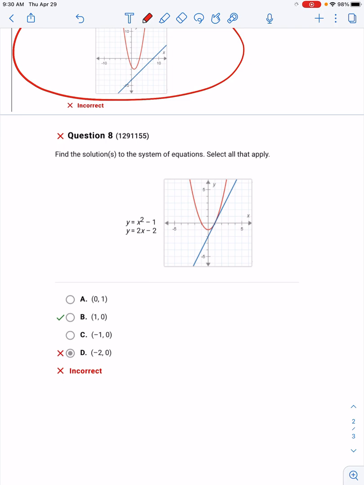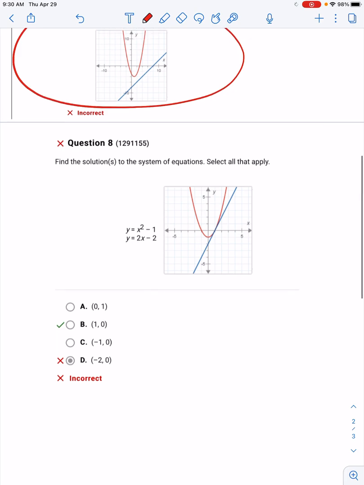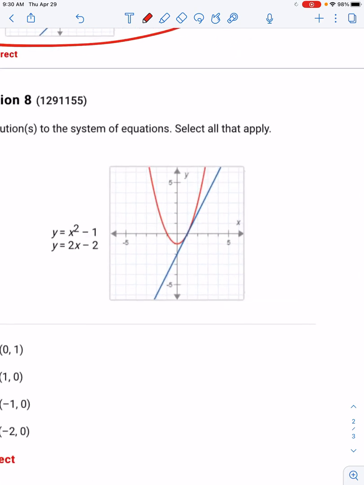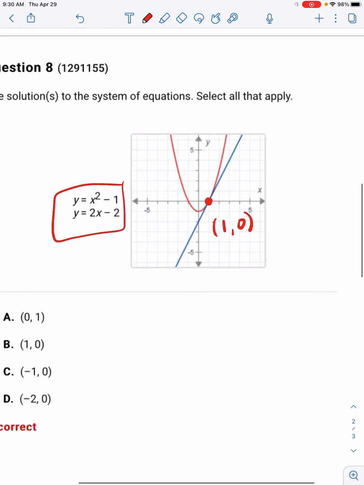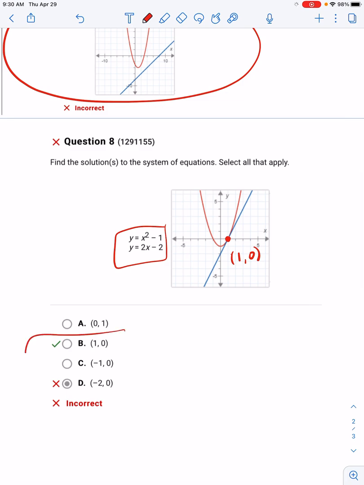All right, so this one, it says find the solution to the system of equations, select all that apply. So it actually gives you the graph. So it's saying, here's your two equations. There's the graph of the two equations. What is the solution or the solutions? So if you look right here, that's where your two lines cross. So that is on the x-axis at a positive 1, and it doesn't go up at all. So 1, 0 is that point, and there's your solution, okay?